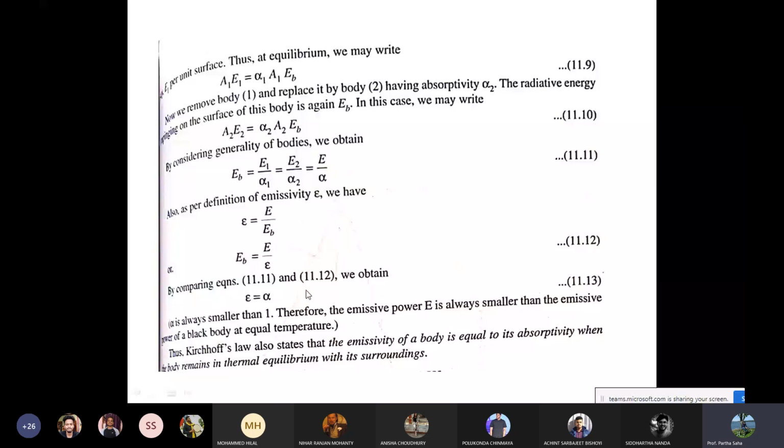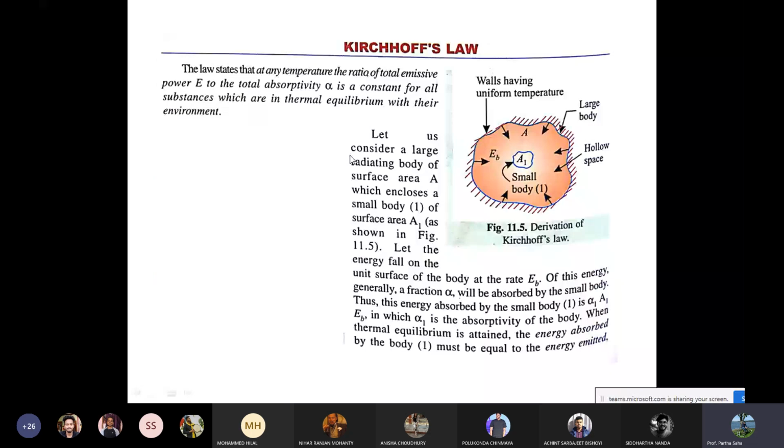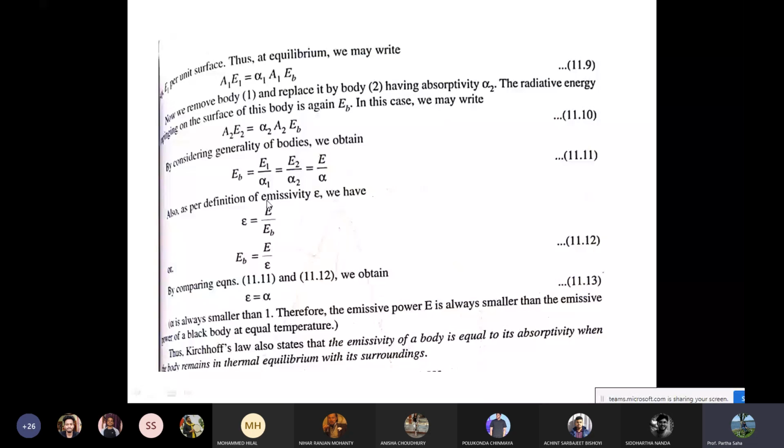For black body radiation, at any temperature, the ratio of total emissive power to the total absorptivity is a constant, because the emissivity is 1 for black body radiation. So E by EB, which is epsilon, becomes equal to alpha, the absorptivity. Now alpha is always smaller than 1 for a real body. Therefore, the emissive power is always smaller than the emissive power of a black body at equal temperature. Kirchhoff's law states that the emissivity of a body is equal to the absorptivity when the body remains in thermal equilibrium.